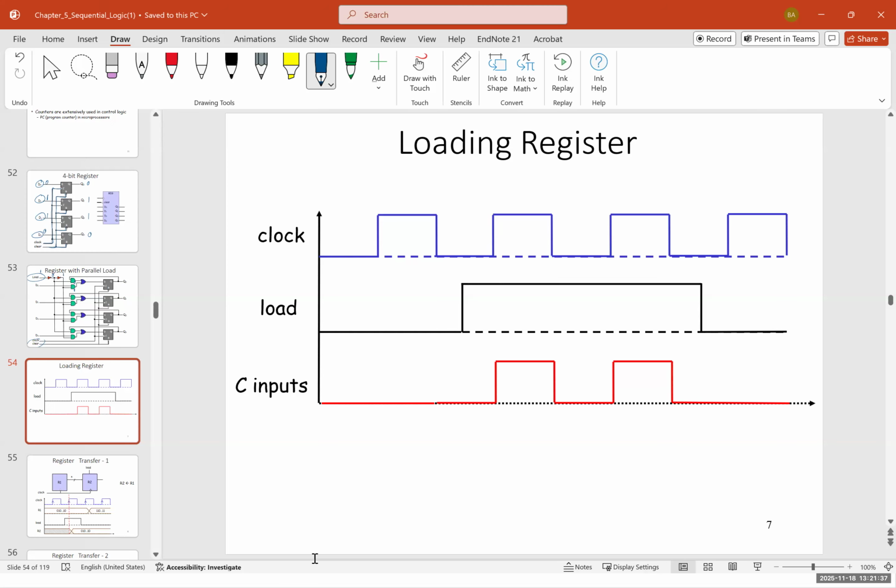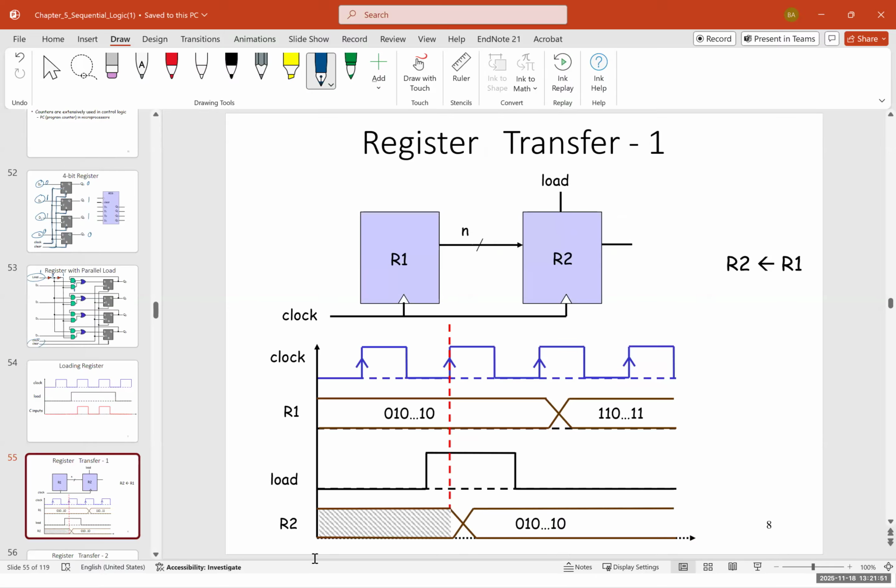And when we have the C input, the load, and the clock coming in, then we can transfer the data and store the data on the system. And I'll give you some examples of that. So this is an example of a register transfer. The blue, again, shows the clock. R1 shows the value of R1, the output, and R2 shows the value of R2. And the load for the second one is shown with black. So this is load for R2.